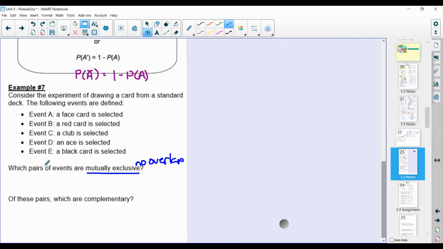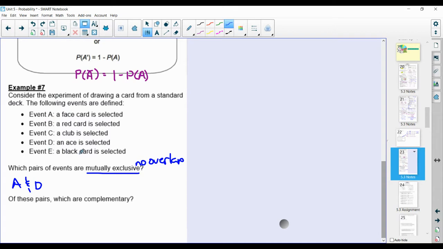All right, so the ones that are mutually exclusive. If we look at event A, a face card, well, we can have a red face card, so that's not it. We can have a face card that's a club, so that's not it. But we can't have a face card that's also an ace. So event A and D is mutually exclusive. We can't have a face card that's also an ace.